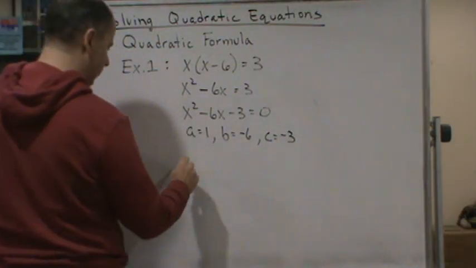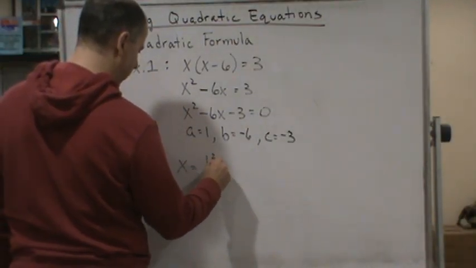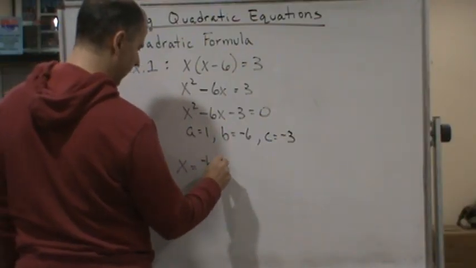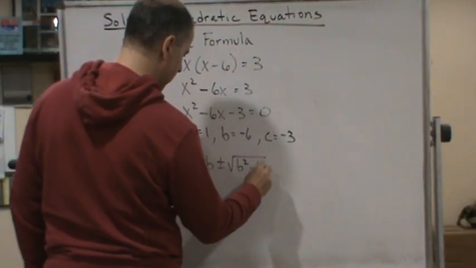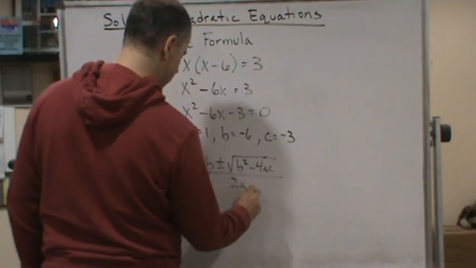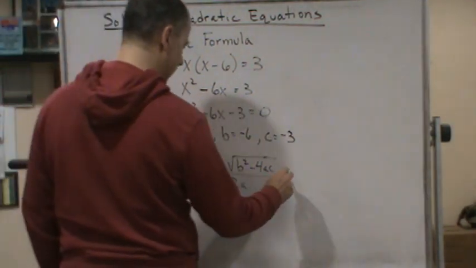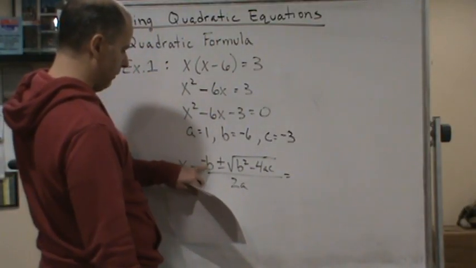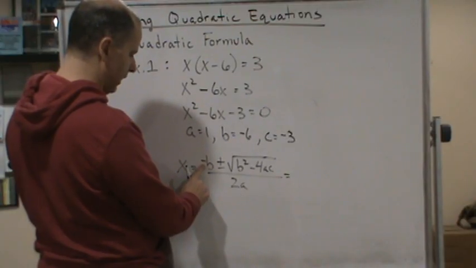And so now all we have to do is take our quadratic formula, which is again negative B plus or minus the square root of B squared minus 4AC, all divided by 2A. And now that we know what A, B, and C are, we just plug and chug. And so in this case here, B is negative 6. So it's a negative of a negative 6 here. So be careful. B is negative 6, but we're taking the negative of B.